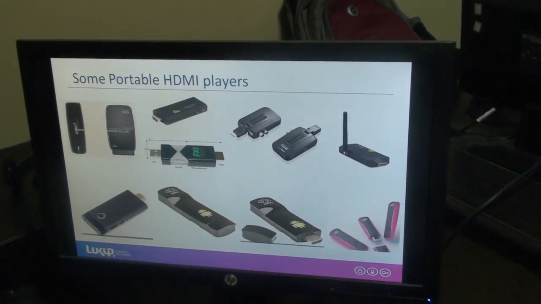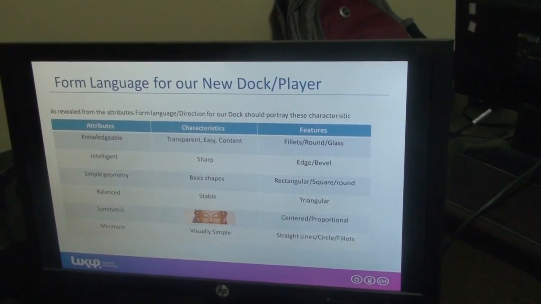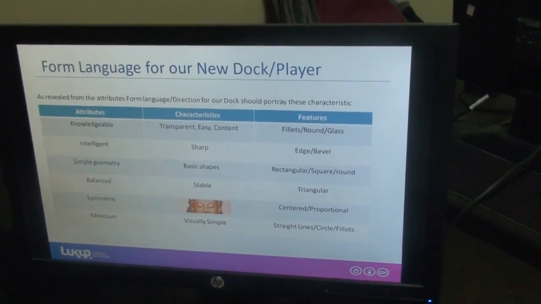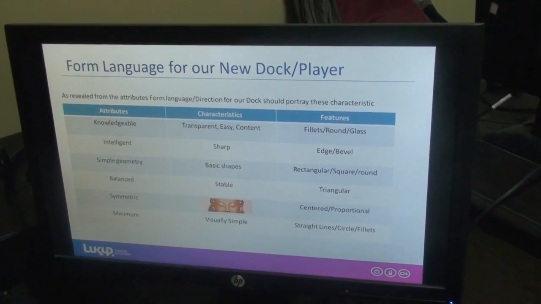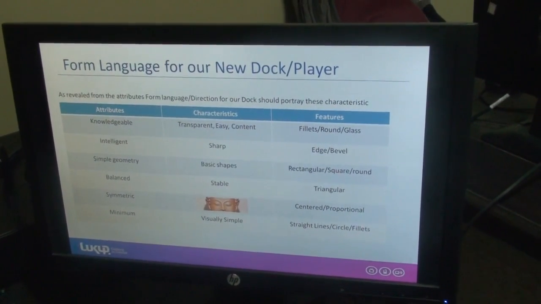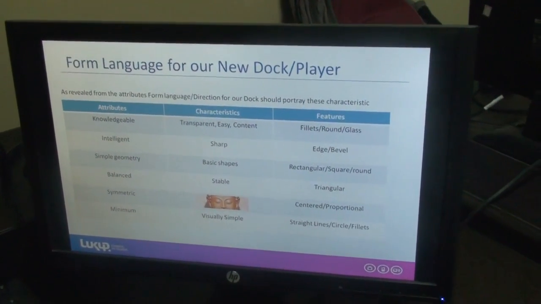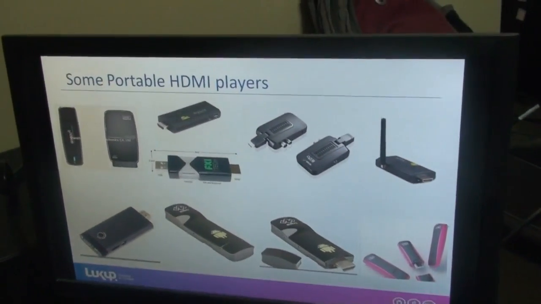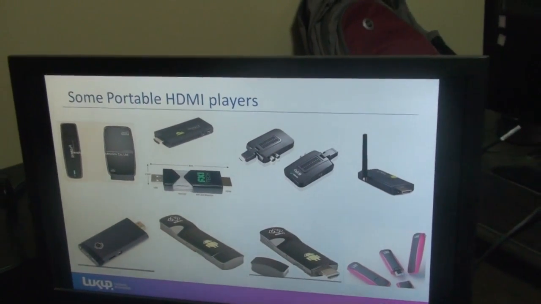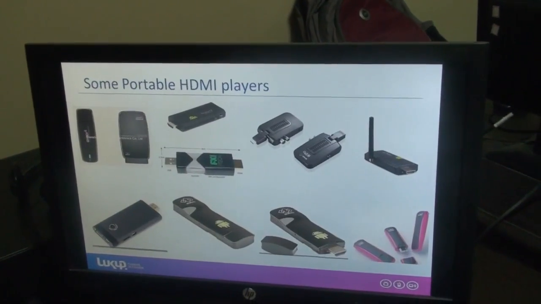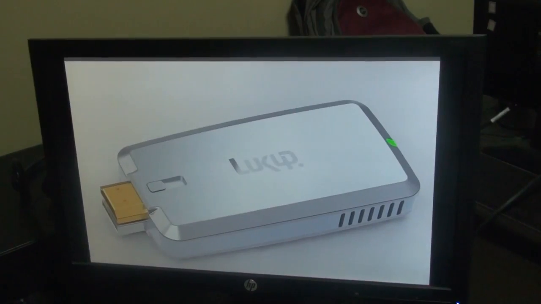Form language talks about how exactly the form is going to be interpreted by the user. So there's a lot of in-depth analysis of what the user needs in terms of form. Should it be sharp, should it be glossy, should it be a very simple, symmetrical, balanced form? We compare those to the current products in the market, and this is a benchmarking process wherein we understand what's happening in the market. Based on that, you then start the industrial design.